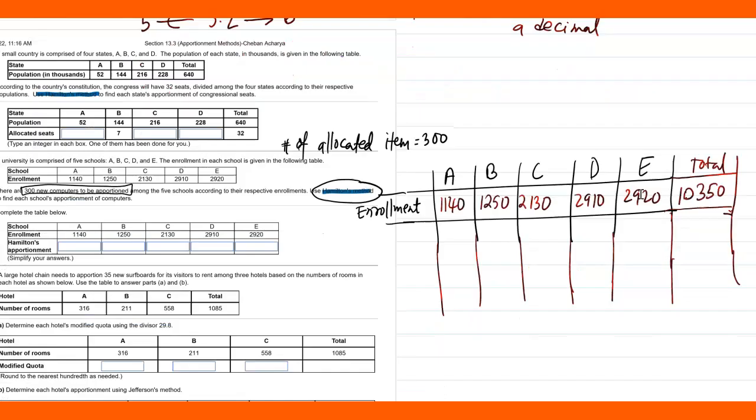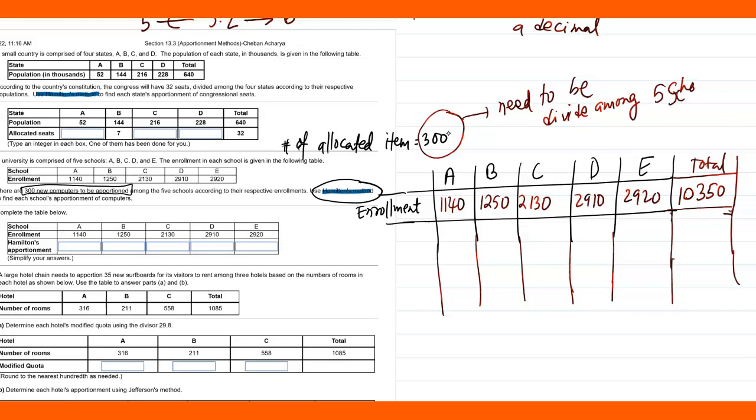350. Okay. Now, my question is, which school got how many computers? Remember that 300 computers need to be divided among 5 schools. Yes, 5 schools. But which school got how many computers? That's what I'm going to do by using the Hamilton method. Do you understand the question? Therefore, you divide the computers among the schools using the Hamilton method.